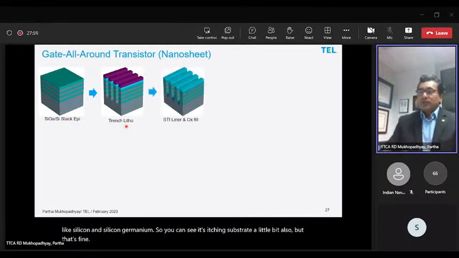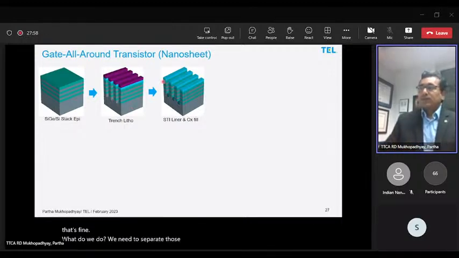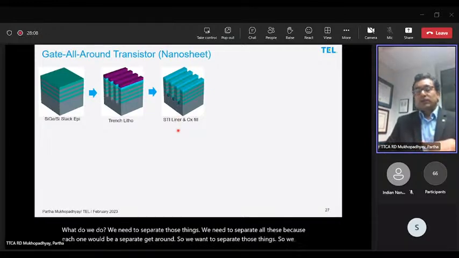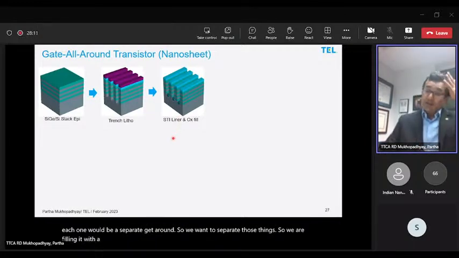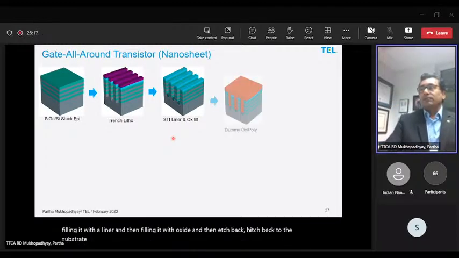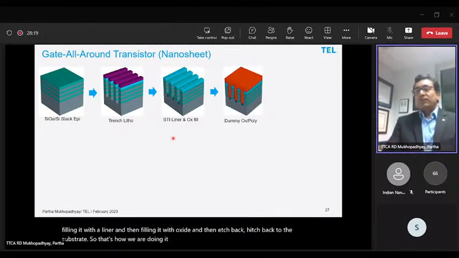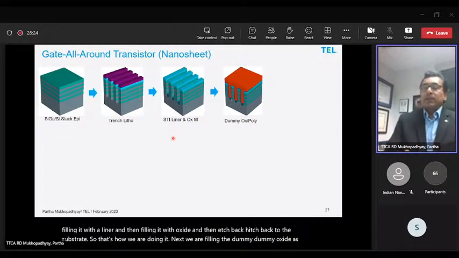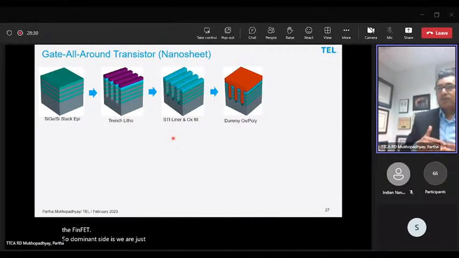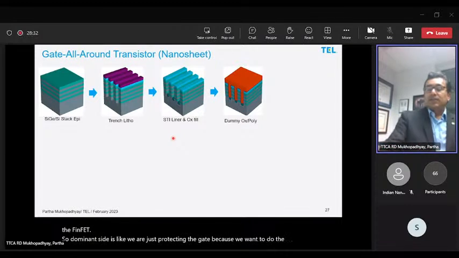Now we need to separate those things, because each one would be a separate gate all around. So we fill it with a liner and then fill it with oxide, and then etch back to the substrate. That's how we are doing it. Next, we fill in the dummy oxide, as I said before with the FinFET. The dummy oxide is just protecting the gate, because we want to do the gate later. So it's kind of a dummy oxide.